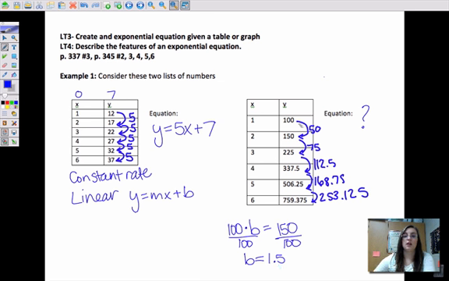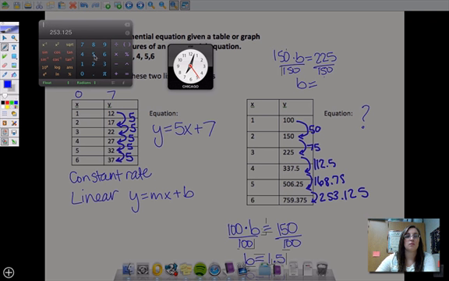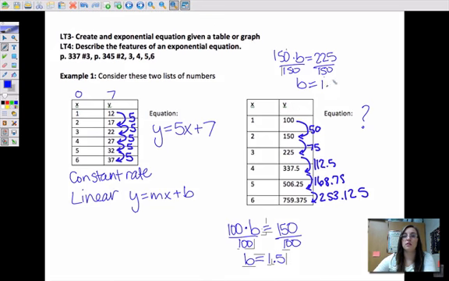And I can check my work to make sure that that's true for every single one. So I also know that 150 times the same b should equal 225. So let's divide that out to make sure that we get the same multiplier. So 225 divided by 150 is 1.5 again. So that kind of shows us that our multiplier is 1.5 every single time.